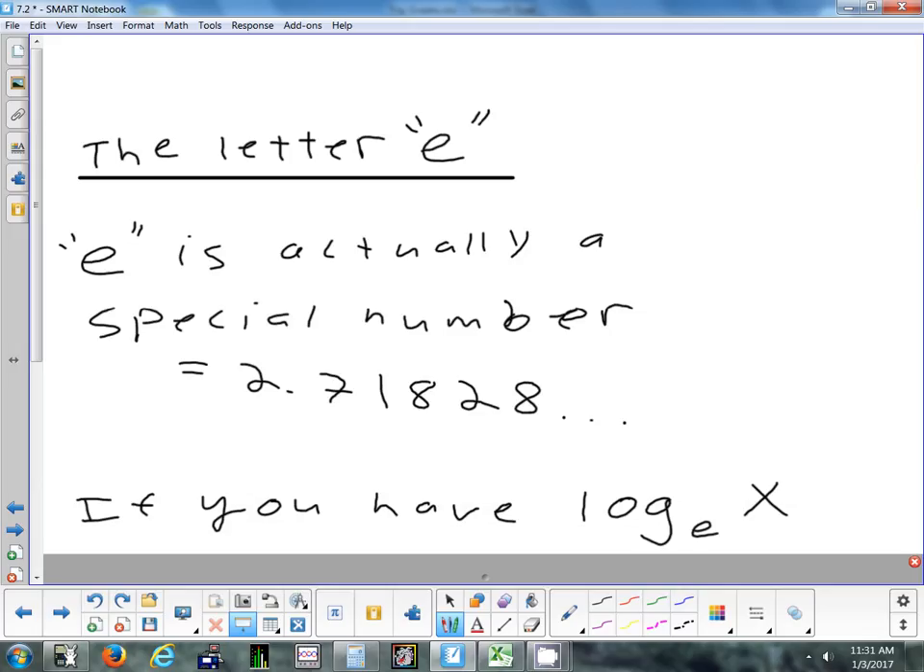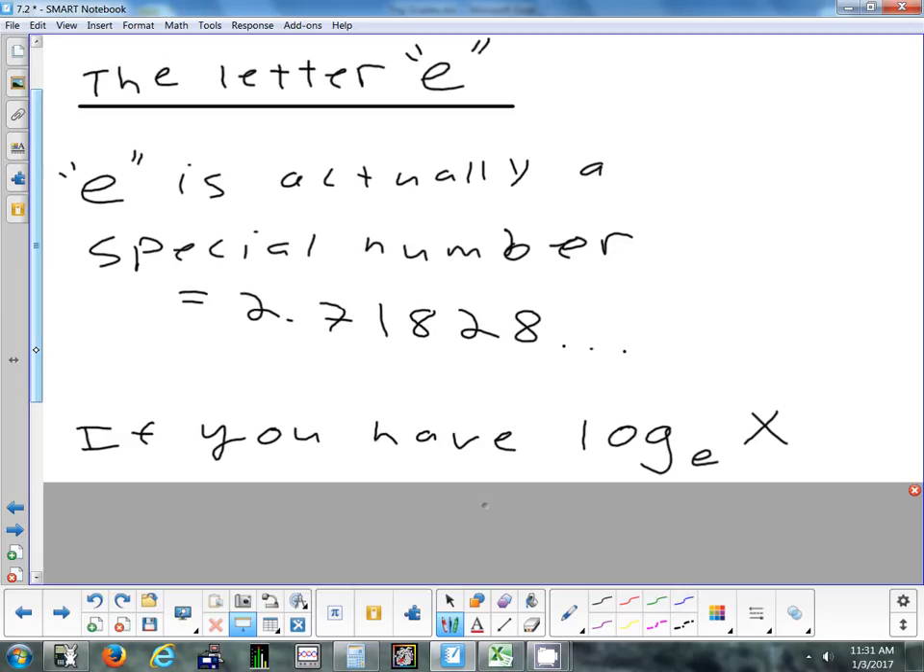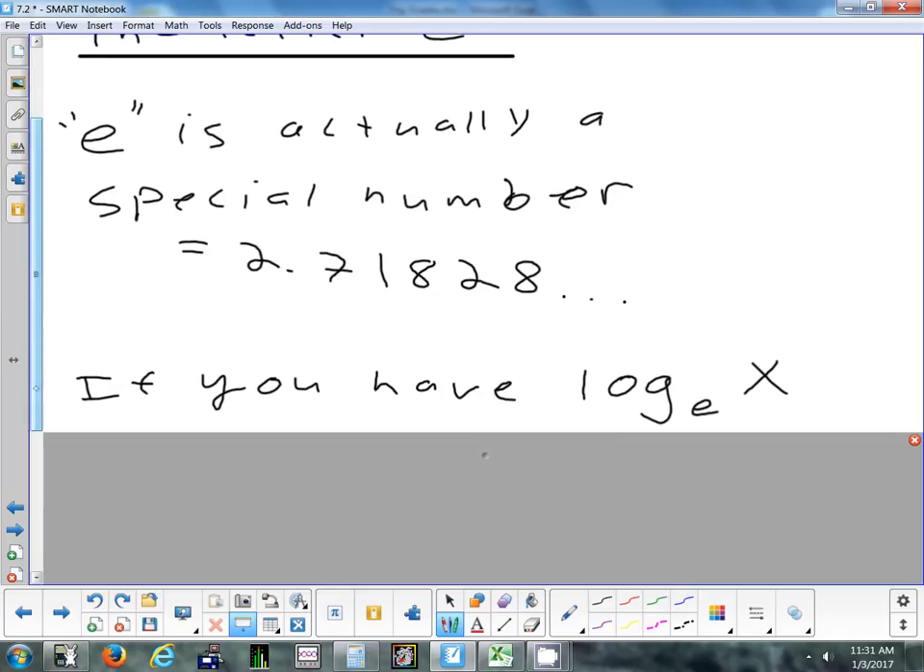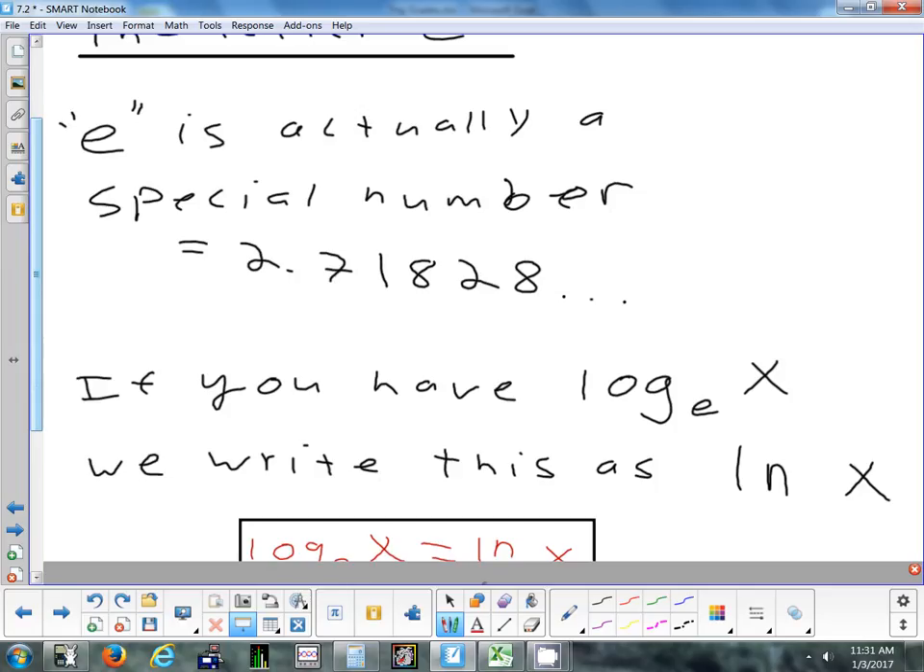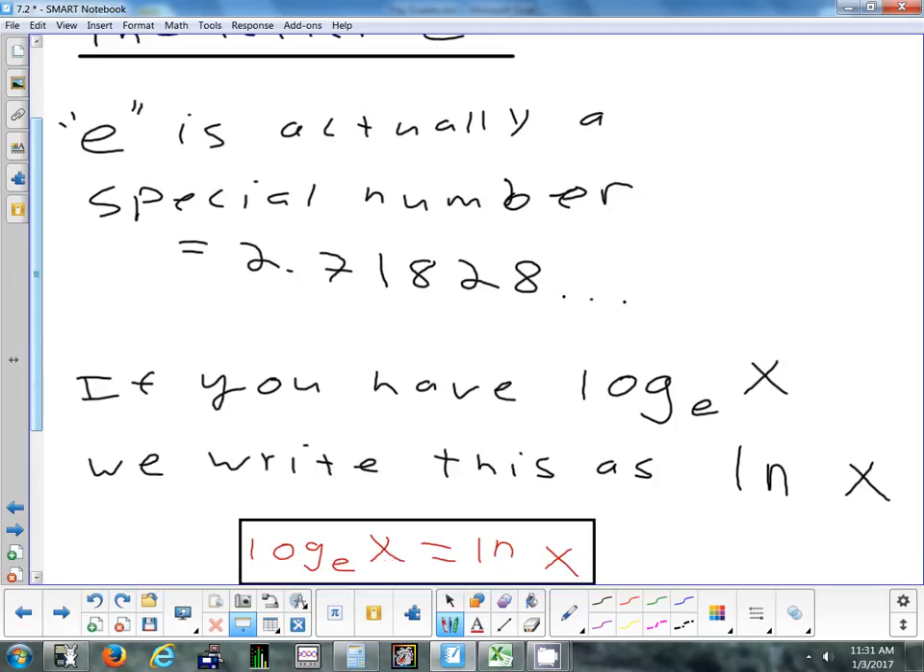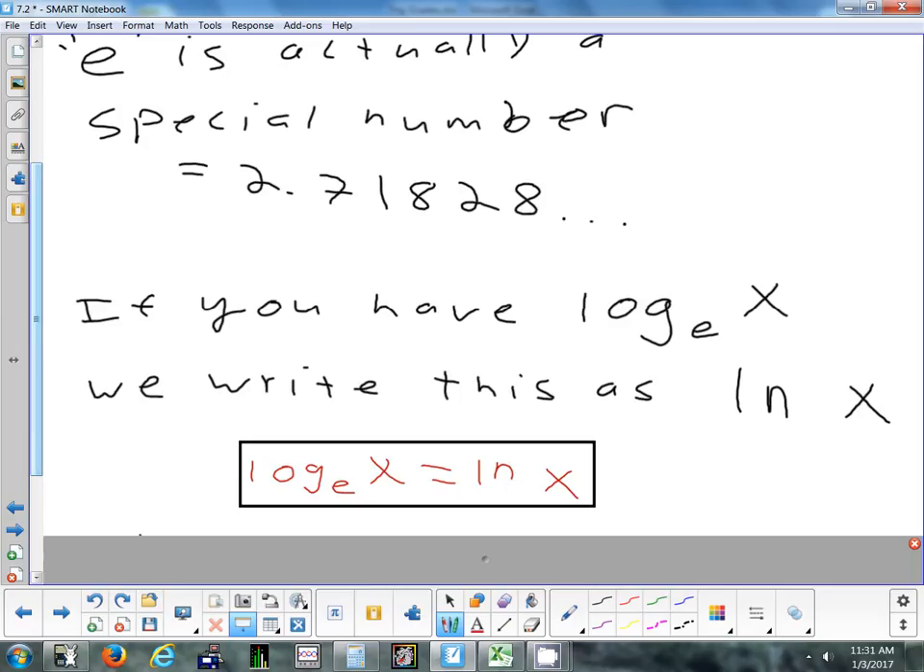And if that number happens to be your base, you can have any base you want on a logarithm. You can have base 2, base 5. But if you use e as your base, that's something special. That's called a natural logarithm. Someone mentioned that earlier, but anytime your base is e, that's called a natural logarithm, and we use this abbreviation, ln.